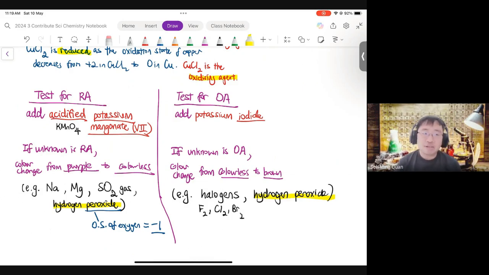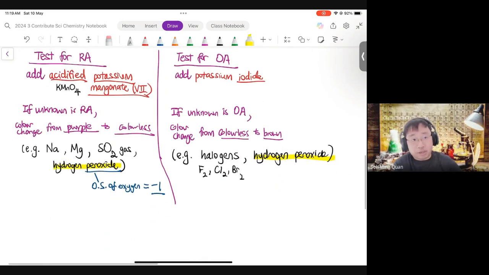So of course, this means that hydrogen peroxide will be able to demonstrate color changes with both acidified potassium manganate 7, where it's a reducing agent, as well as color change with potassium iodide, where hydrogen peroxide is the oxidizing agent. So hydrogen peroxide is both. You need to know the tests for both reducing and oxidizing agents well, just like you know the QA test well. In fact, this could very well be in the practical, where you do QA and at the same time you also do this. So these color changes, as well as which is the test for reducing agents and which is the test for oxidizing agents, must be learned well.